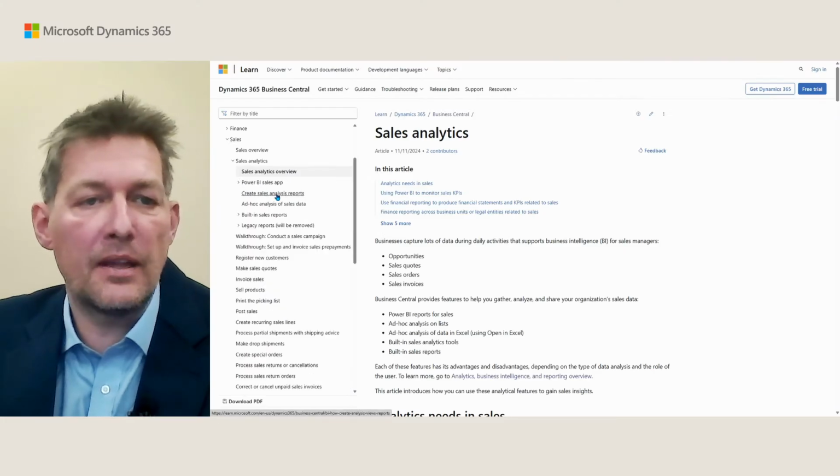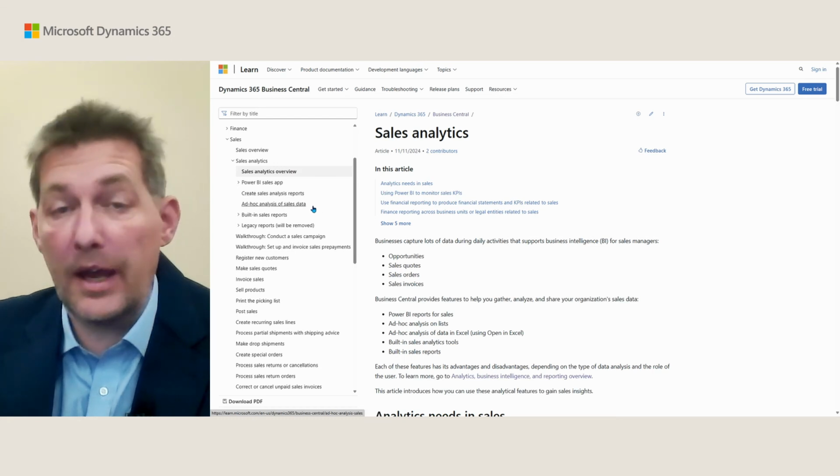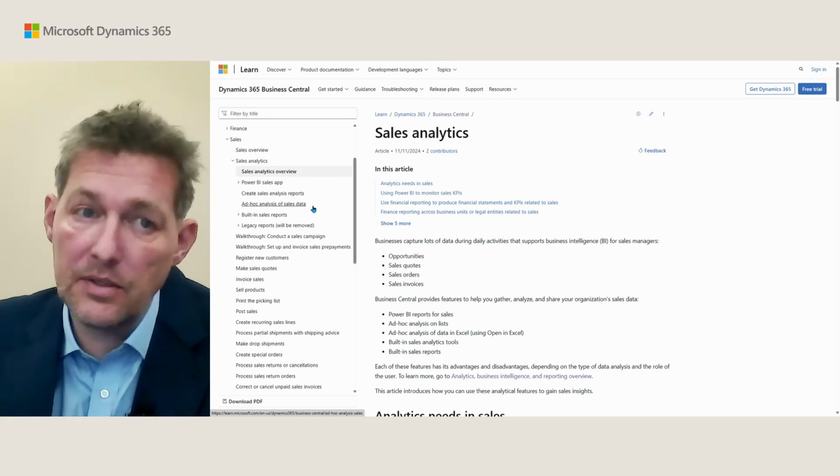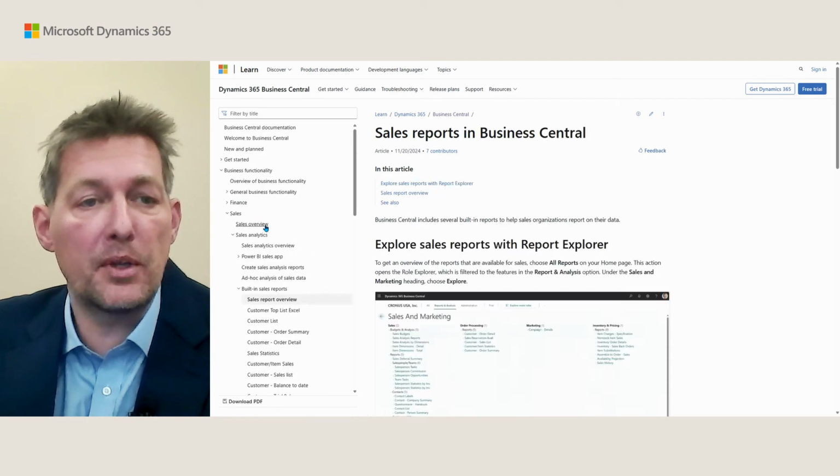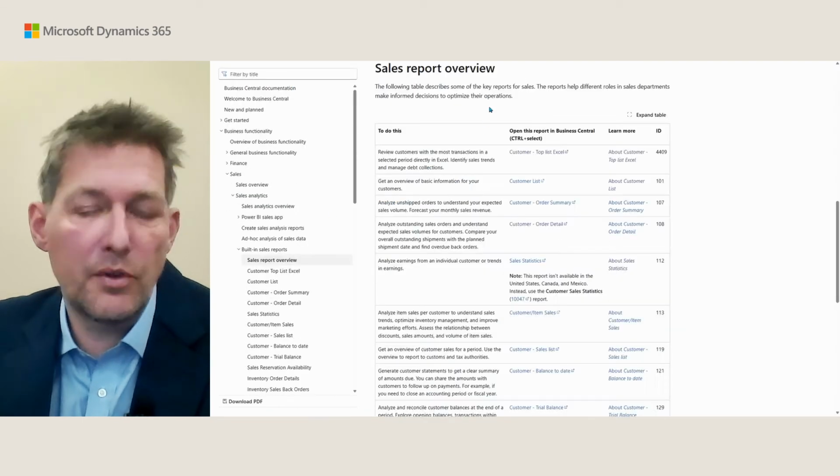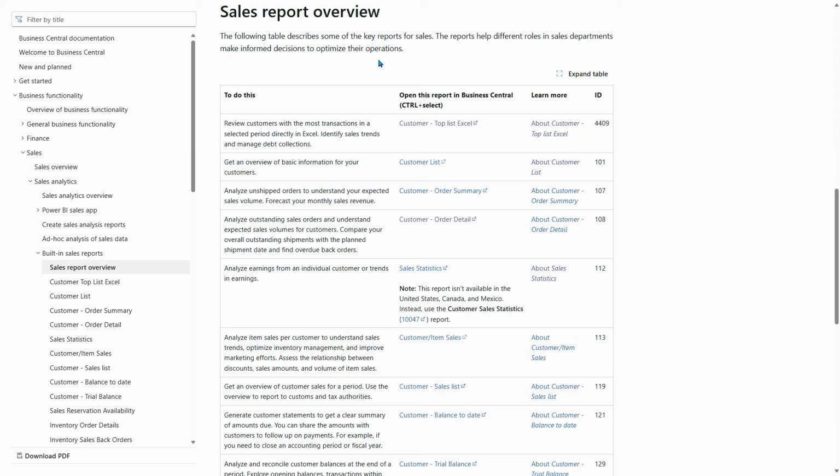And then there is also guidance on how to do ad hoc analysis with data analysis on sales scenarios, as well as built-in sales reports with an overview of that. So hopefully this documentation gives you everything you need for the BI triangle for sales analytics. At the top, we have the KPIs with Power BI. In the middle, we have ad hoc analysis with data analysis on lists and queries. And for the operational part, we have legacy reports and the new Excel reports for sales.